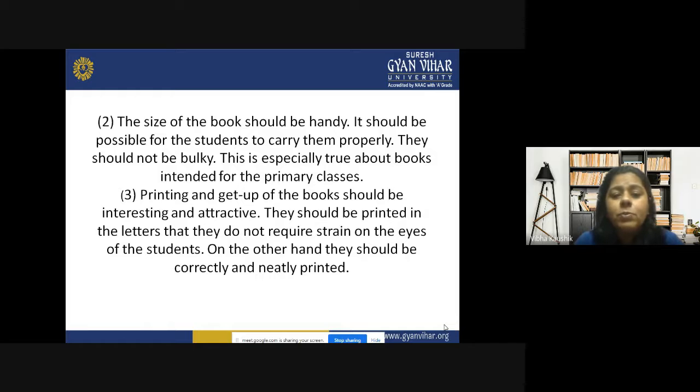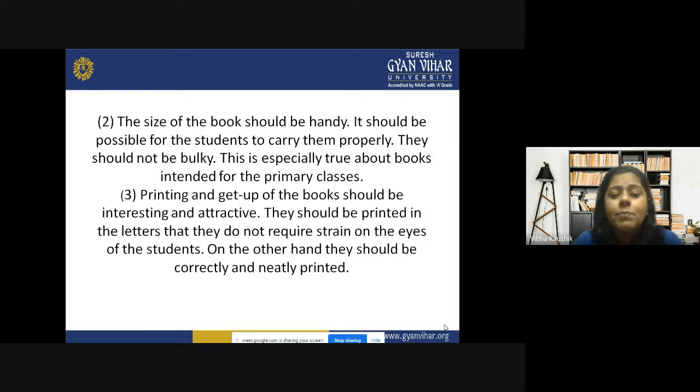It should be possible for the students to carry them properly. They can easily carry the books from one place to another. They should not be bulky. This is especially true about books intended for primary classes. And when we are preparing the books for the primary classes, they should be handy.